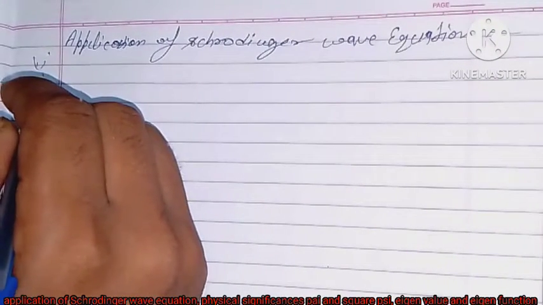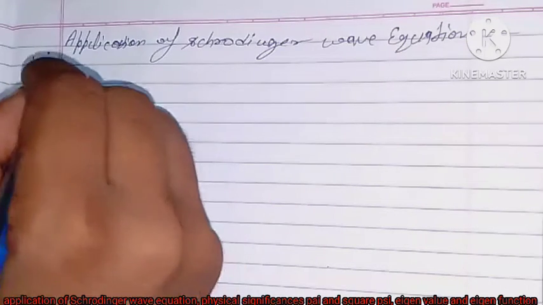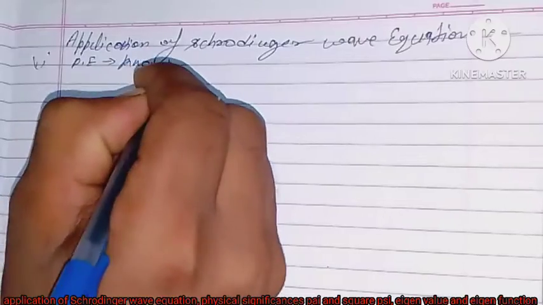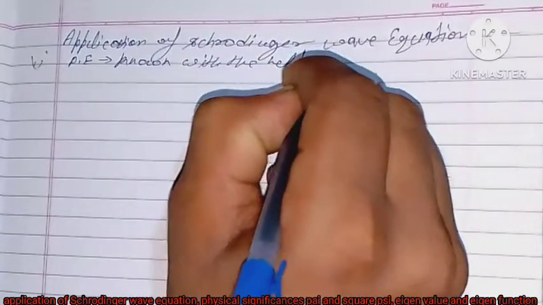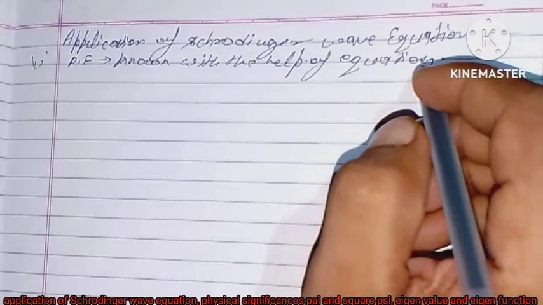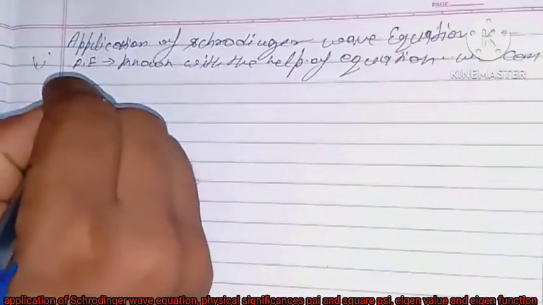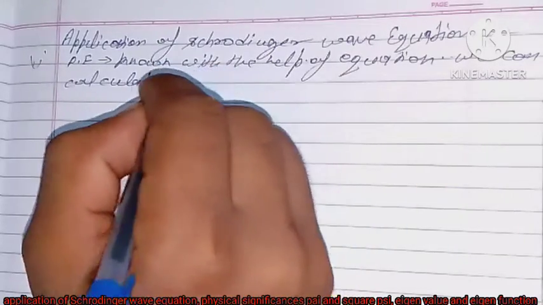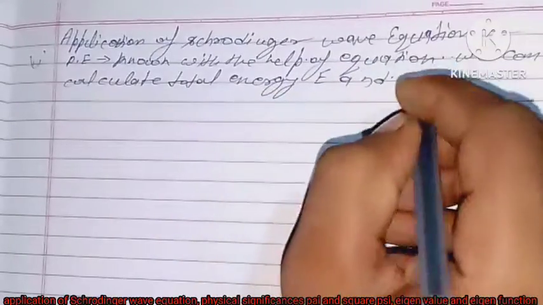First, if potential energy is known, with the help of this equation we can calculate total energy E and wave function psi.